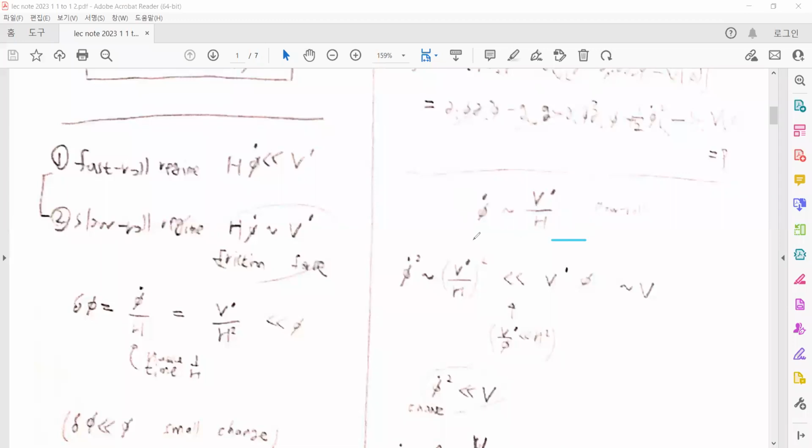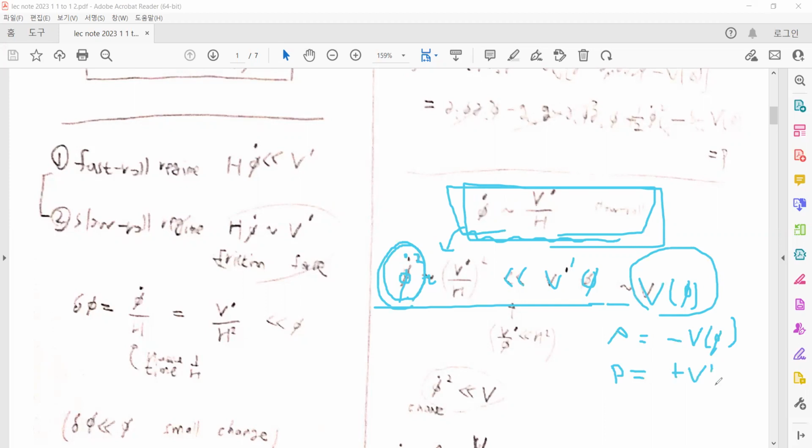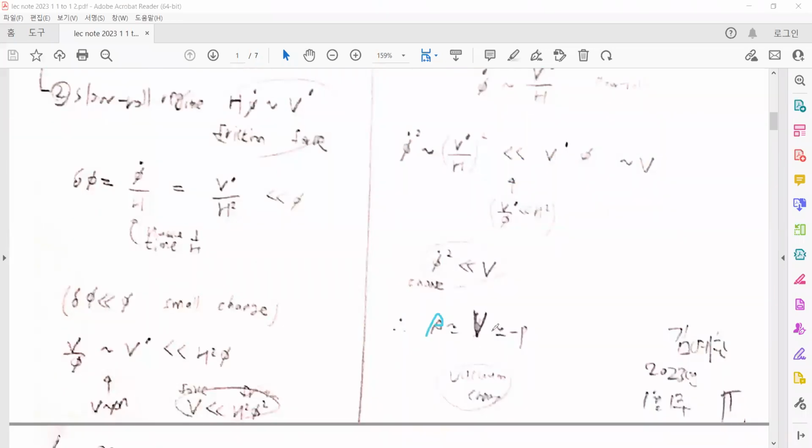Slow roll applies under this condition. Phi dot squared is extremely small, because that is the change of the scalar, and the scalar almost does not change in slow roll. The slow roll condition means that the phi dot squared term is extremely smaller than V of phi. So the energy density and the pressure can be written with only V of phi terms: the energy density is plus V of phi, and the pressure is minus V of phi, with phi dot ignored here. From that, we get rho equals minus p.